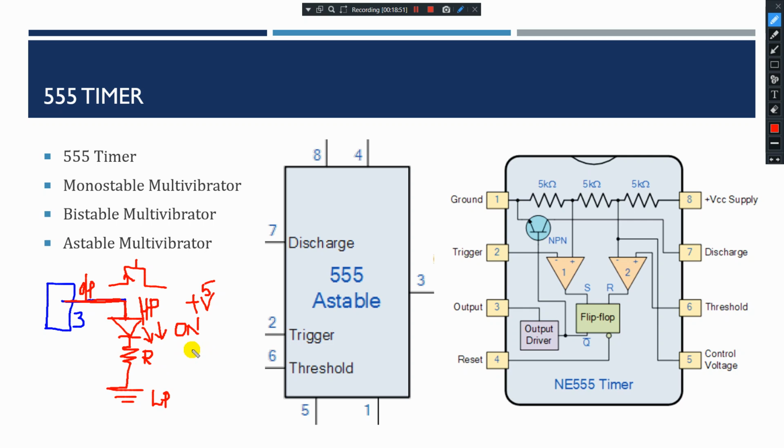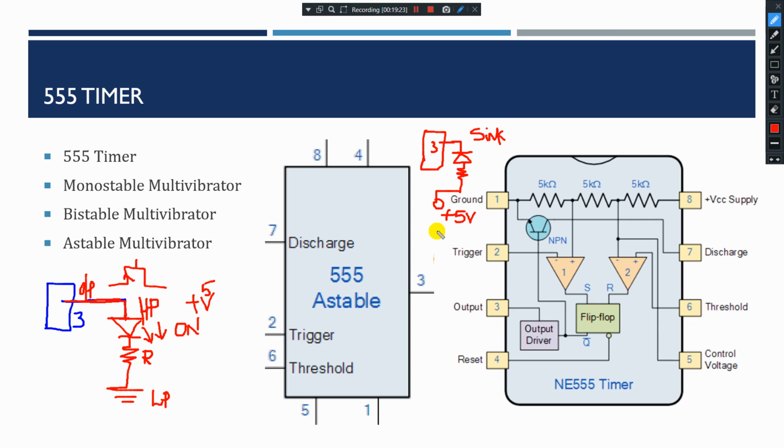Then what is sinking? Sinking is the opposite of this. Let me draw the diagram here. This is pin number 3, and I have to do it in reverse order. Let me connect a resistor to plus 5 volts. Now you understood, I think. Here it is sink.